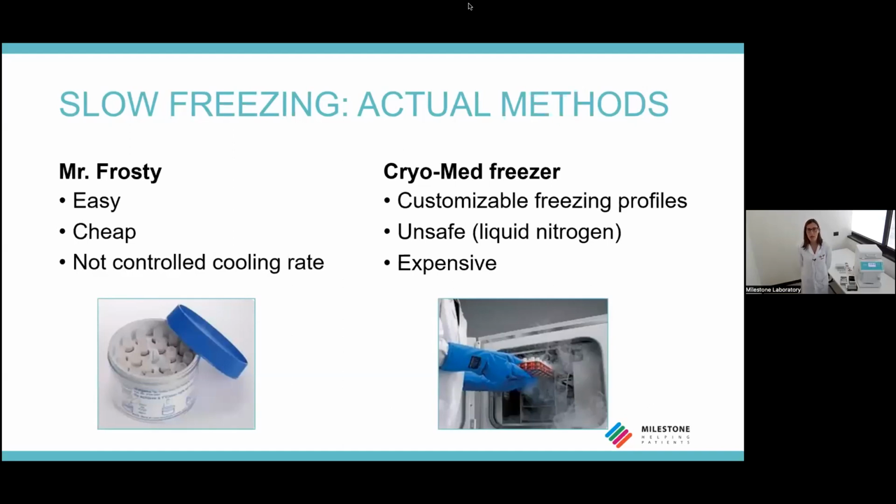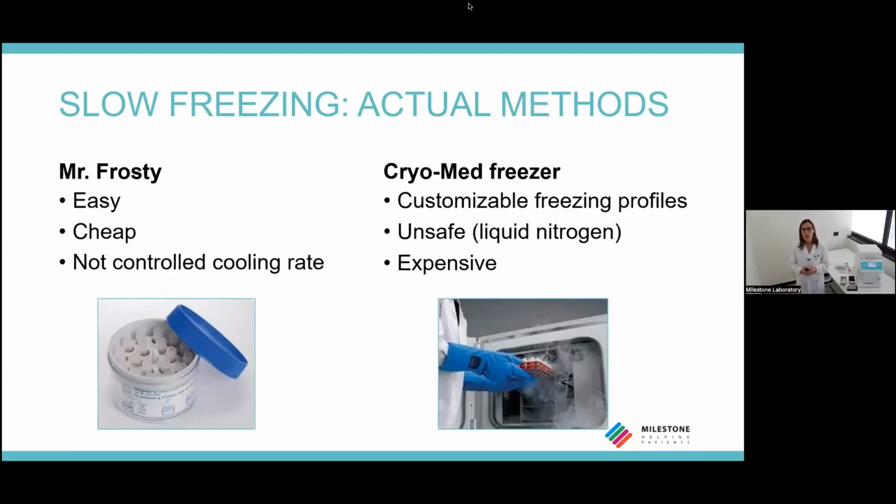As you know, we have 2 main methods to achieve the slow freezing. Mr. Frosty, that is a small container that when put at -80 degrees, allows a freezing rate of about 1 degree per minute. So it's easy to use, it's cheap, but it doesn't allow a controlled rate of the freezing.